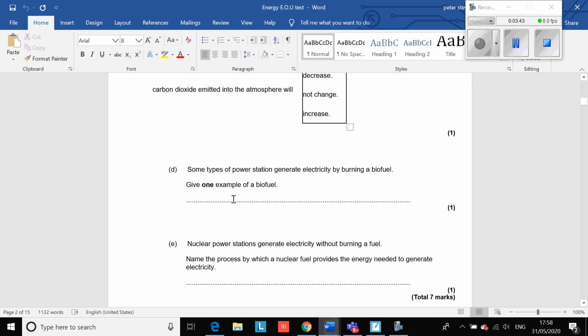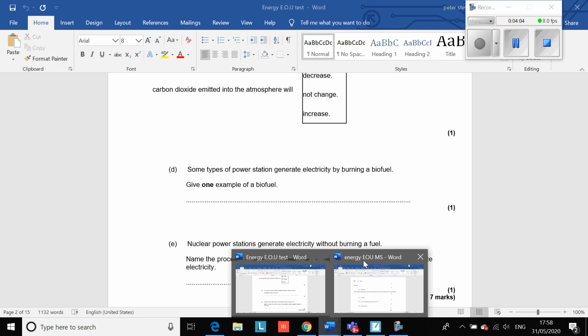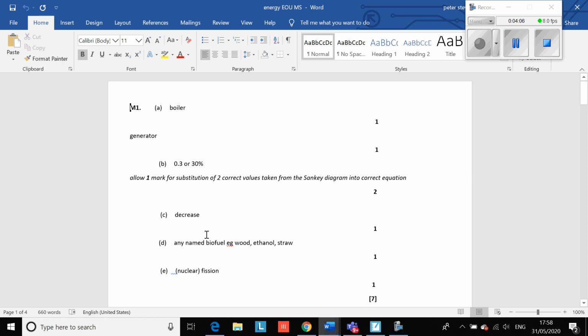Some types of power station generate electricity by burning a biofuel. Give one example of a biofuel. Now that can be any fuel which is basically made from biological means, like wood, because wood grows from trees. Alcohol, ethanol, anything like that. Some of the examples that they give are wood, ethanol, straw, anything that comes from something that perhaps you grow is a biofuel.